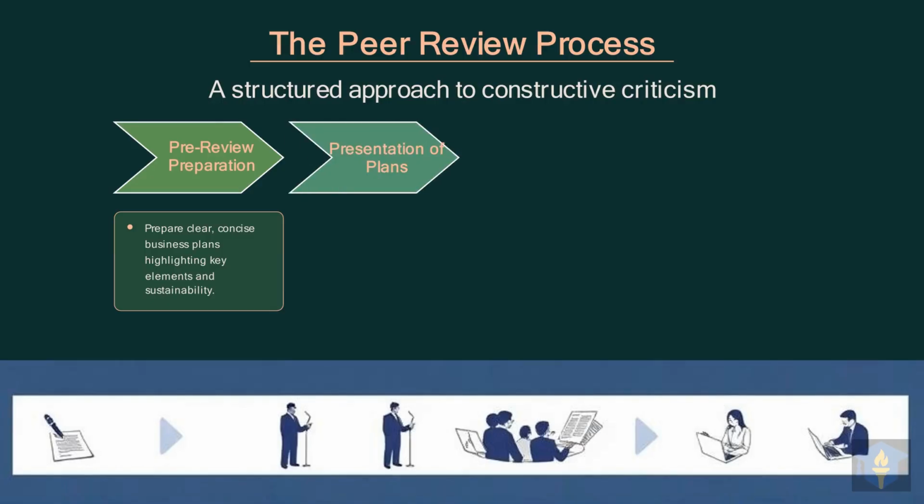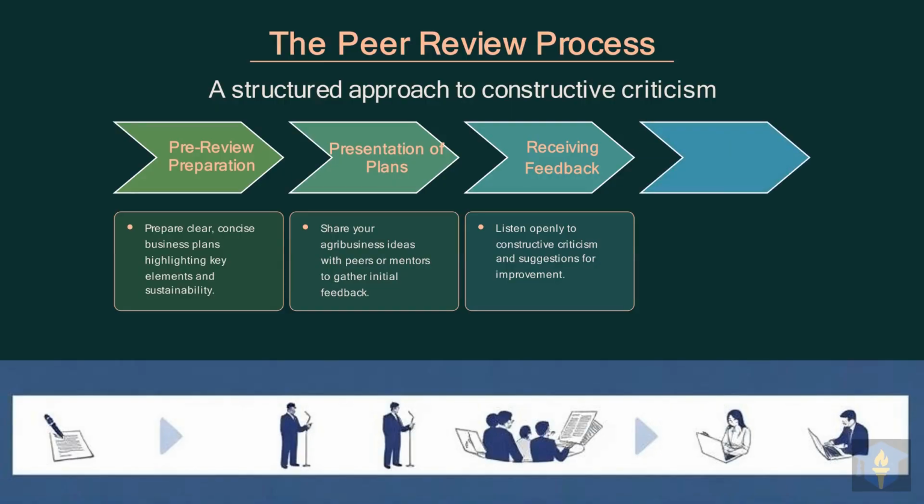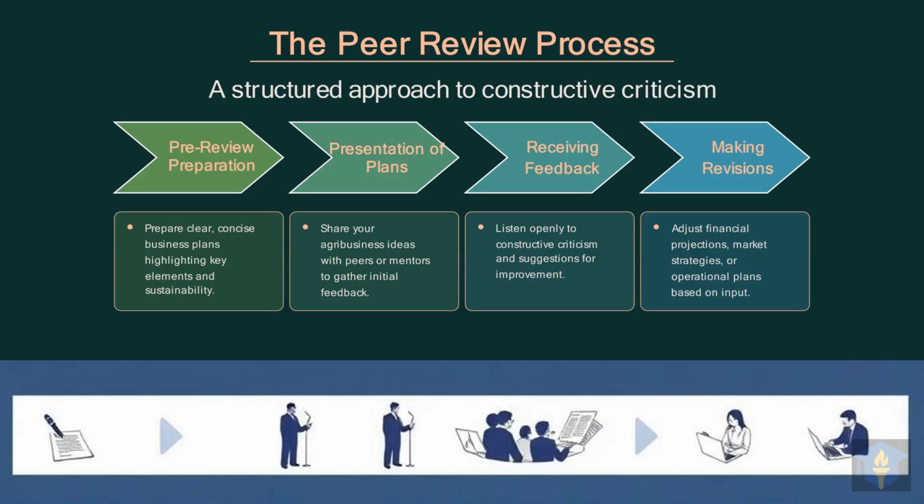Next comes the presentation of plans to your selected reviewers. Share your agribusiness ideas with peers or mentors to gather initial feedback and suggestions. The third step involves receiving feedback with an open mind. Listen openly to constructive criticism and valuable suggestions for improvement. Finally, you'll be making revisions based on the feedback received. Adjust financial projections, market strategies, or operational plans based on the input you received.